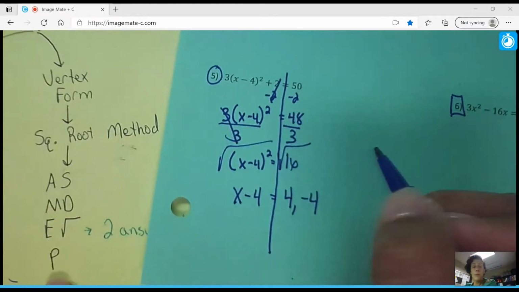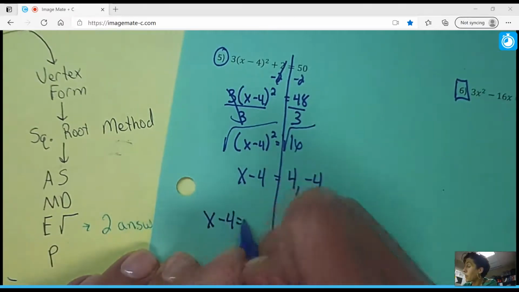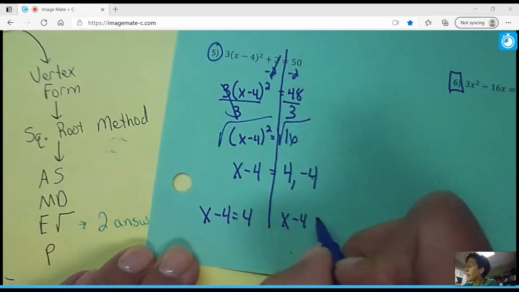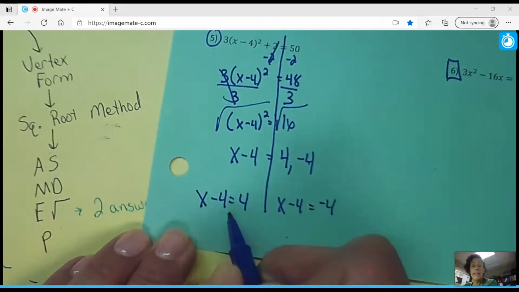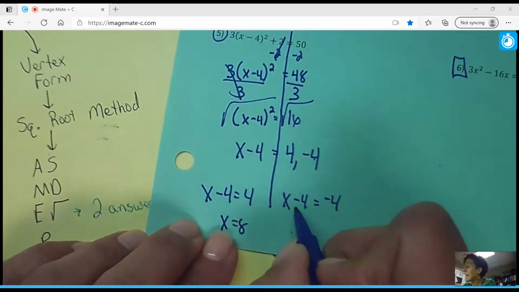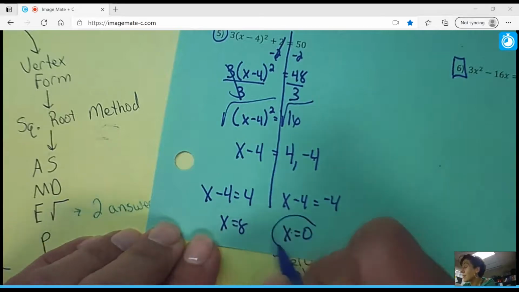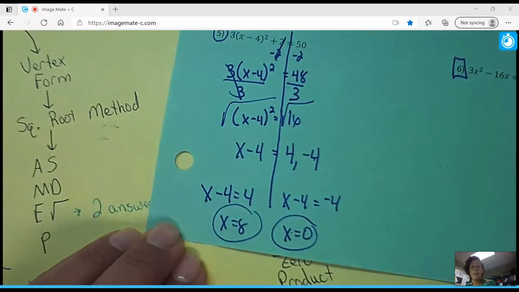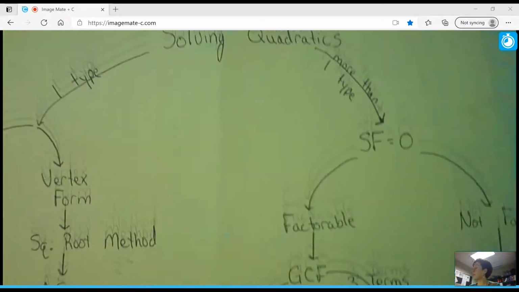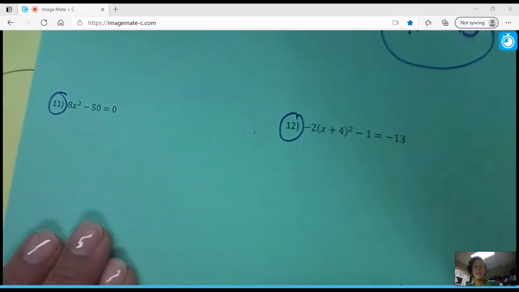So from there I'll deal with the parentheses, but now I have two problems. So I have my x minus 4 with this positive 4, and then I have my x minus 4 with this negative 4. In this case, I'll add 4 and I get 8. In this case, when I add 4, I'm adding it to negative 4, so I actually get 0. So those are my two answers for 5. So the front is done with all the circled. Let's go to the back, and our last two circled are 11 and 12.